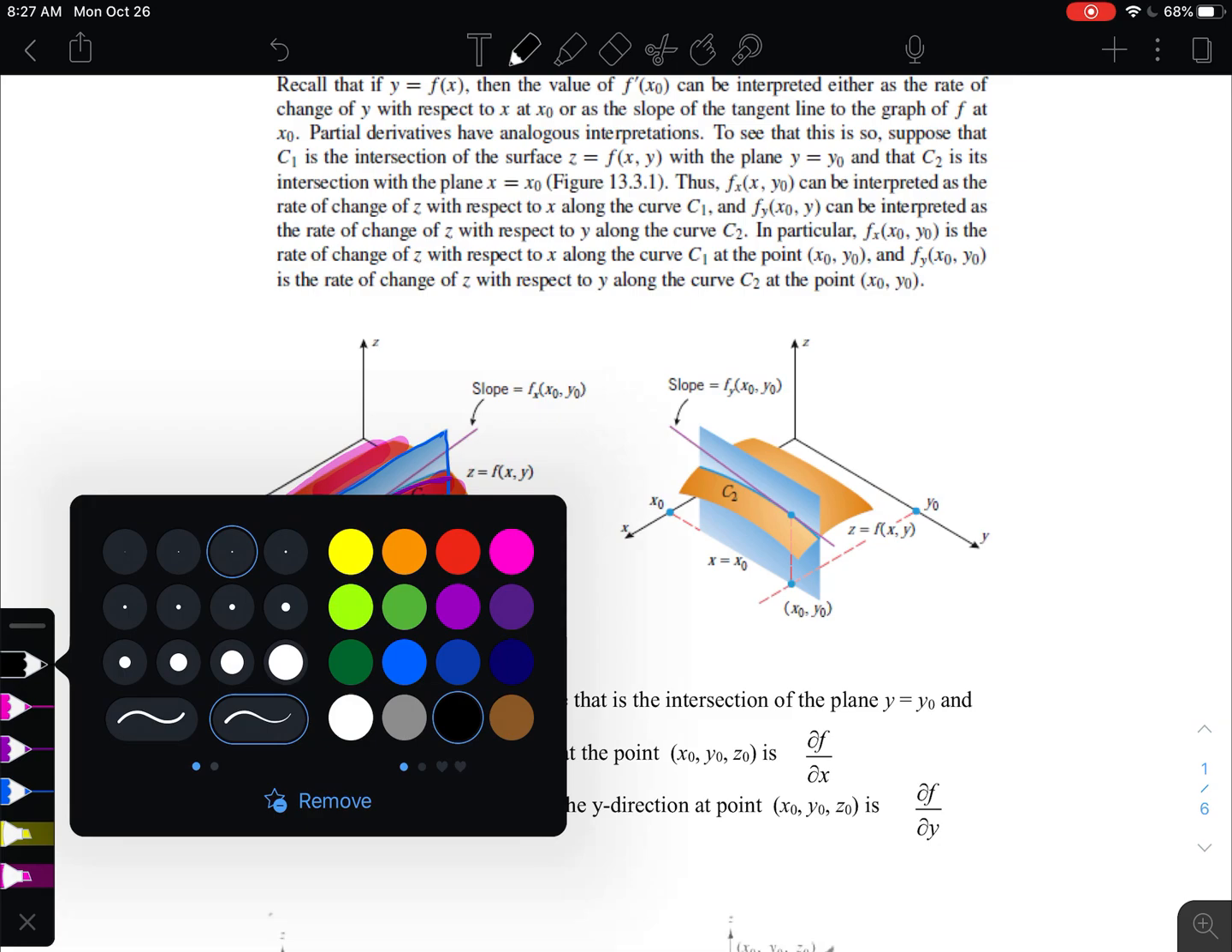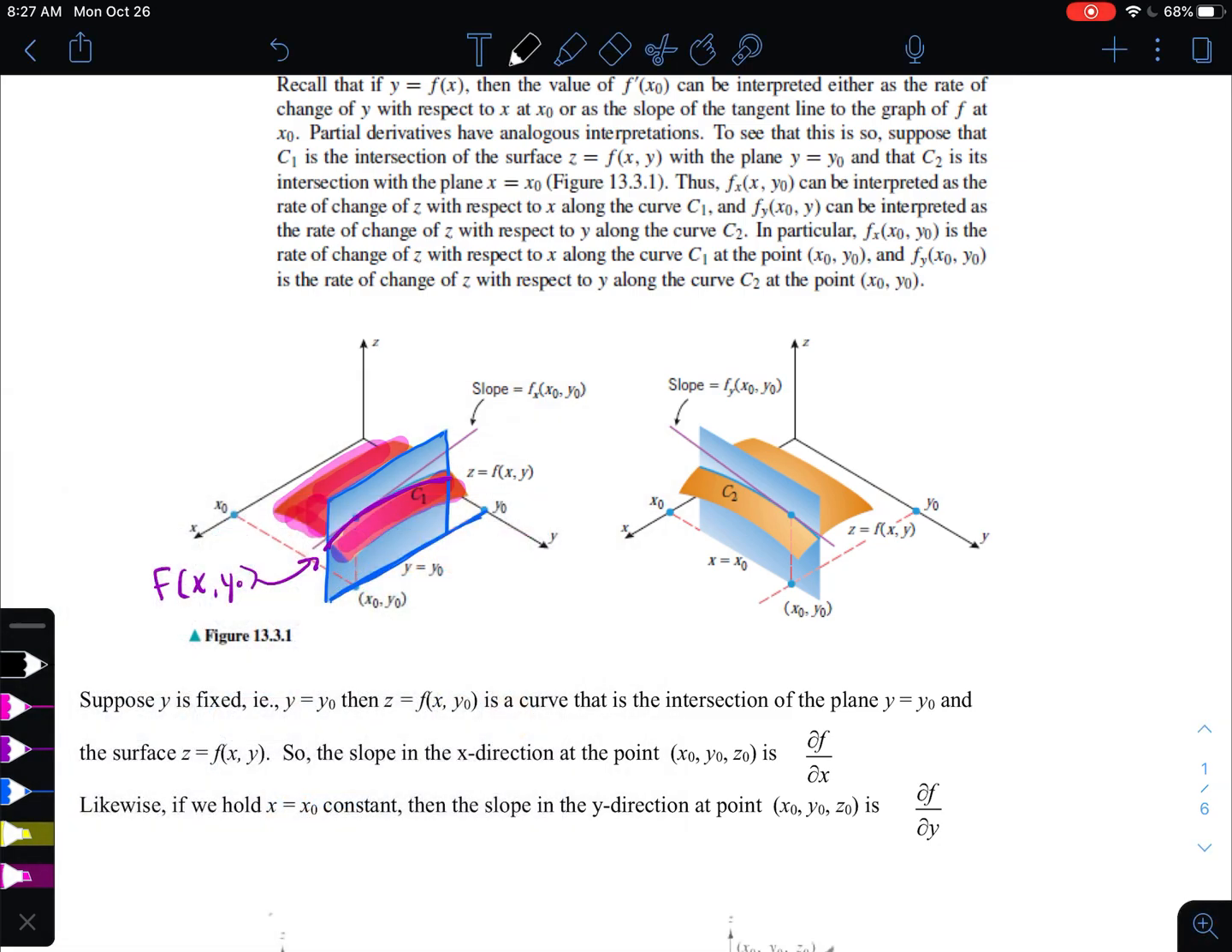So that allows us to do things like make tangent lines in certain directions, or find the slope, right? Find the slope. Now you can do the exact same thing in the other direction.